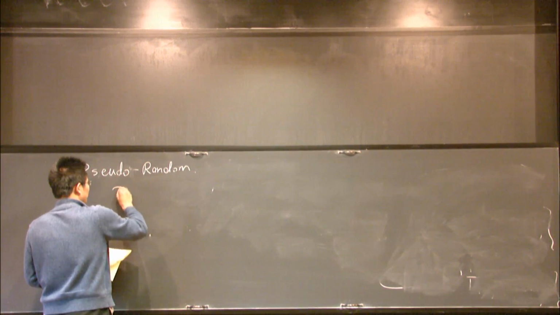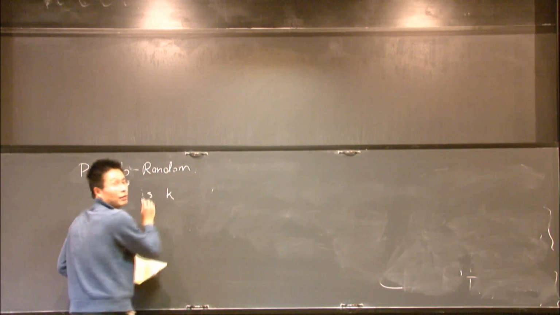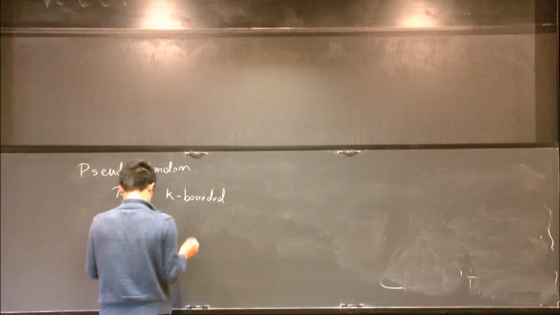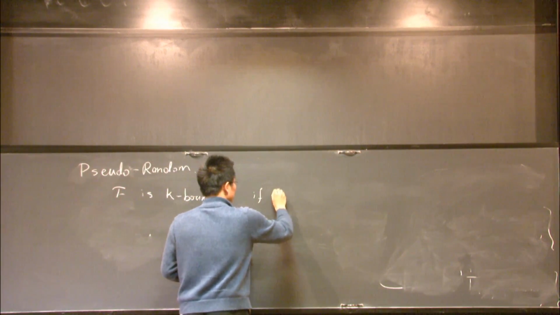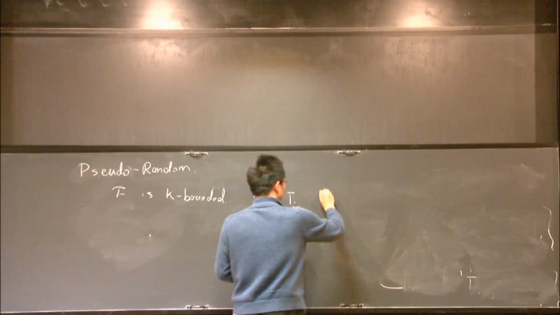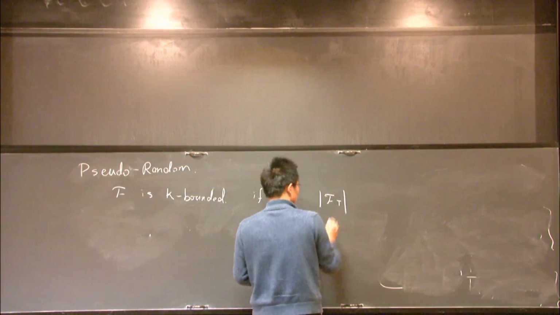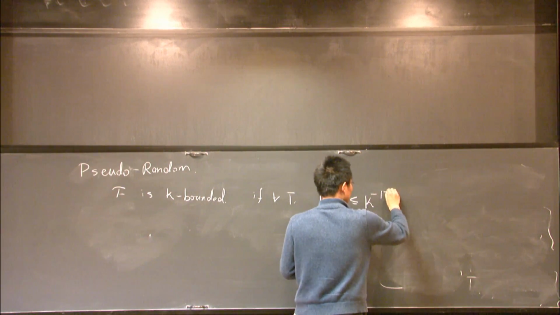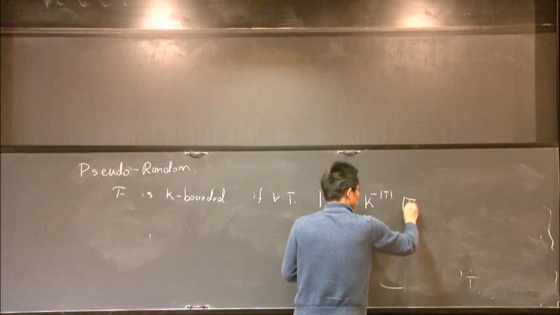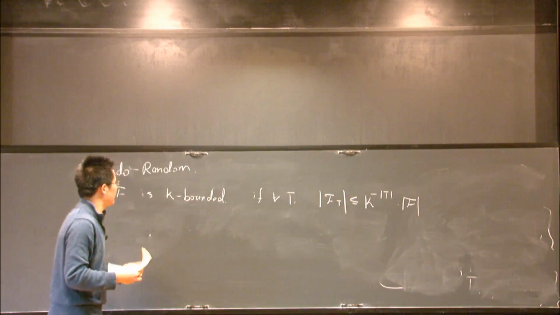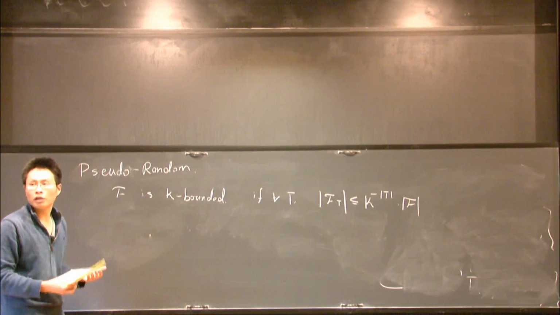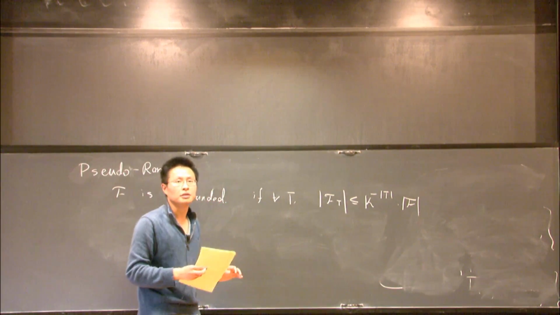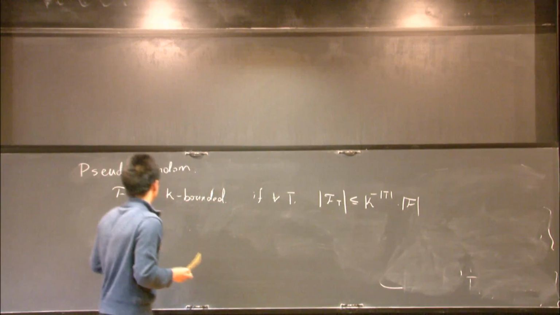We call a set system F kappa-bounded, where kappa is a parameter, if for every T the size of F_T, the link, is upper bounded by kappa to the minus |T| times |F|. So basically, kappa-bounded means there is no large link. This is the idea we want to capture as pseudo-randomness. Okay, so this is the definition of kappa-bounded.